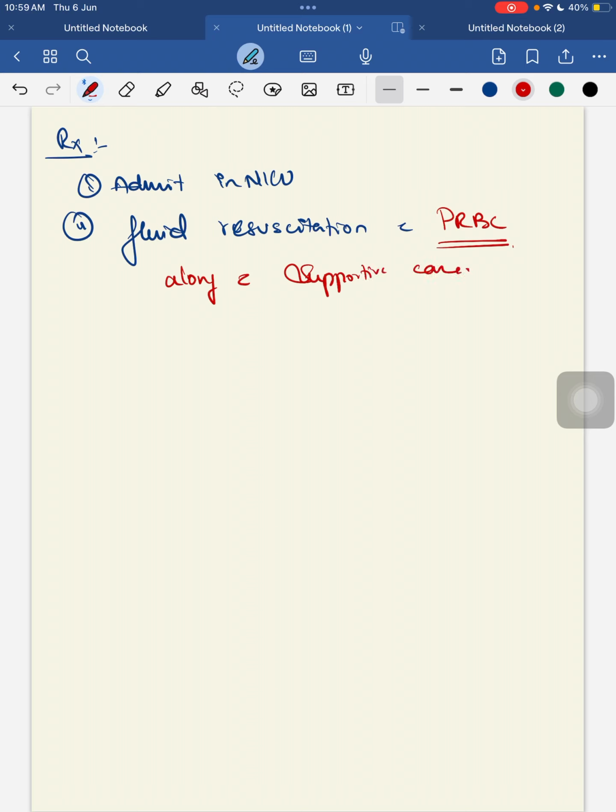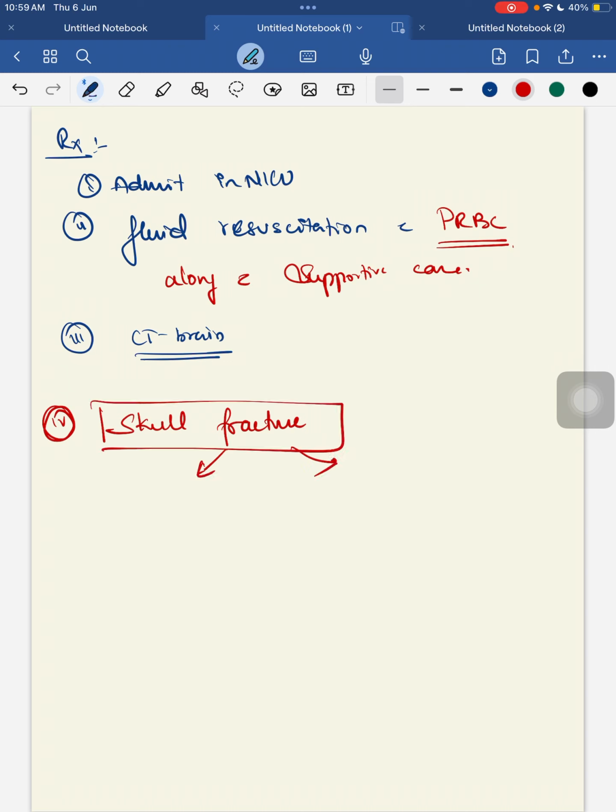Next, depressed skull fractures are also mostly associated with intracranial hemorrhages. So what is the management of the child with a skull fracture? For fractures without a neurological deficit, that is, when the child has a fracture but no neurological deficit, you do conservative management.